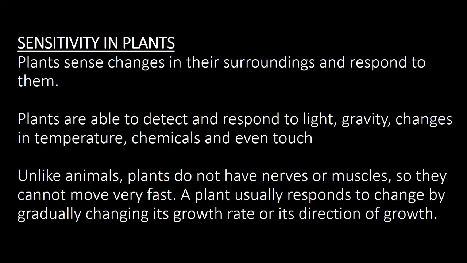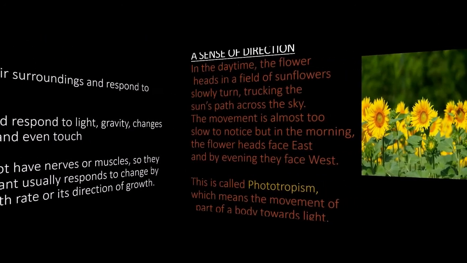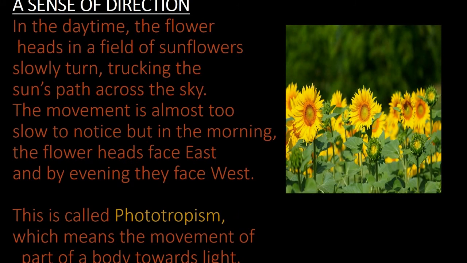Next is sensitivity in plants. Plants sense changes in their surroundings and respond to them. Plants are able to detect and respond to light, gravity, changes in temperature, chemicals, and even touch. Unlike animals, plants do not have nerves or muscles, so they cannot move very fast. A plant usually responds to change by gradually changing its growth rate or its direction of growth. A sense of direction.